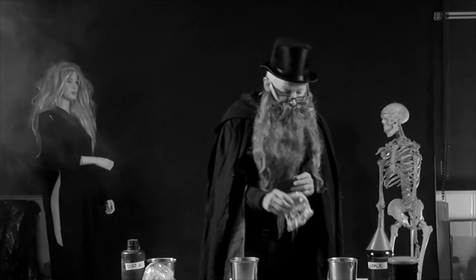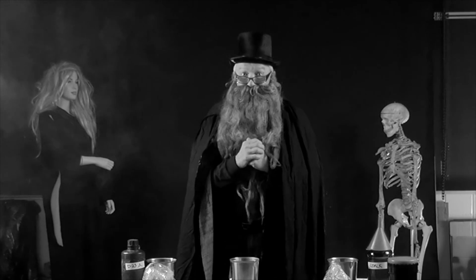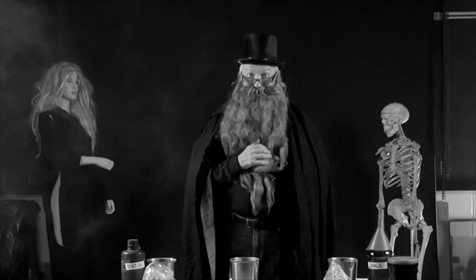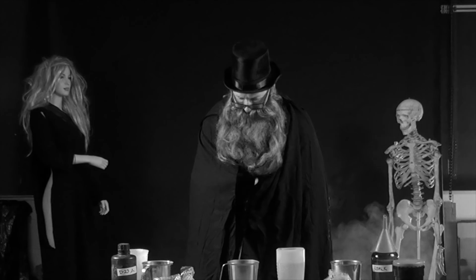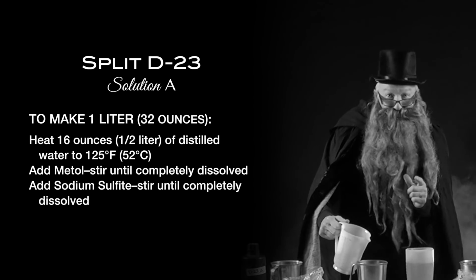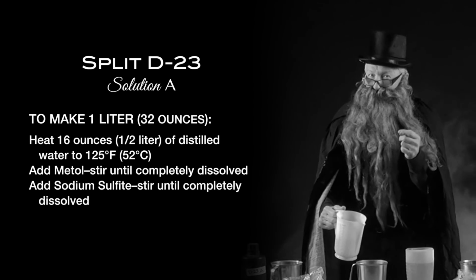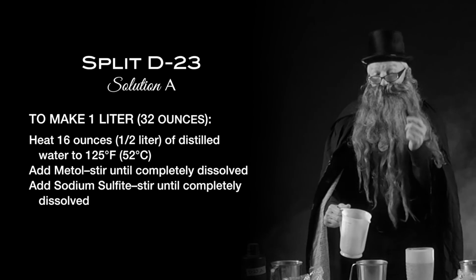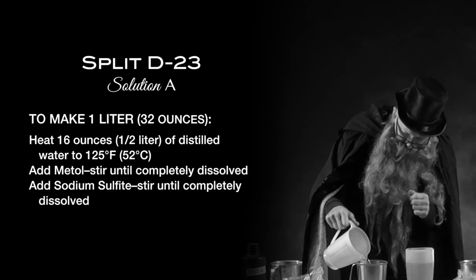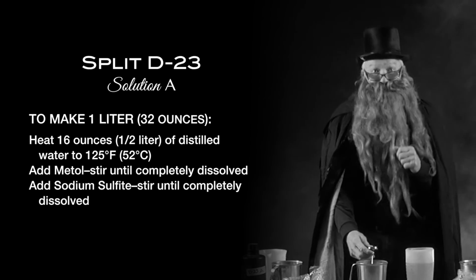So now, with the sodium metaborate, we are ready to conduct our experiment and mix our solution A, solution B for our split D23. So I have here in this graduate hot water, 125 degrees. I'll pour in 16 ounces because the amounts I've given you, Professor Agar made up, is for 1 liter, or 32 ounces. So we pour in 125 degrees of water, measure the temperature.